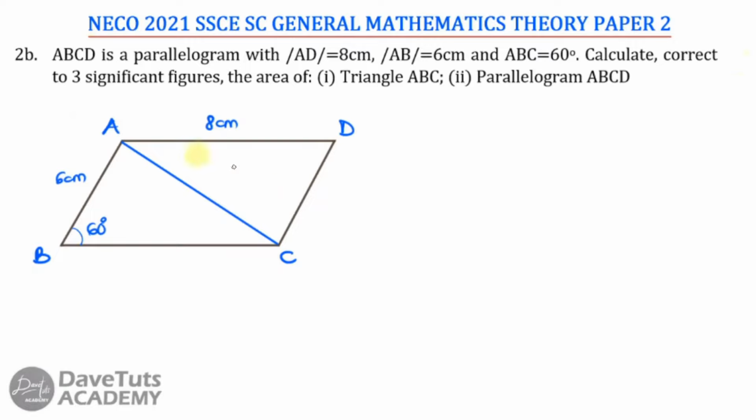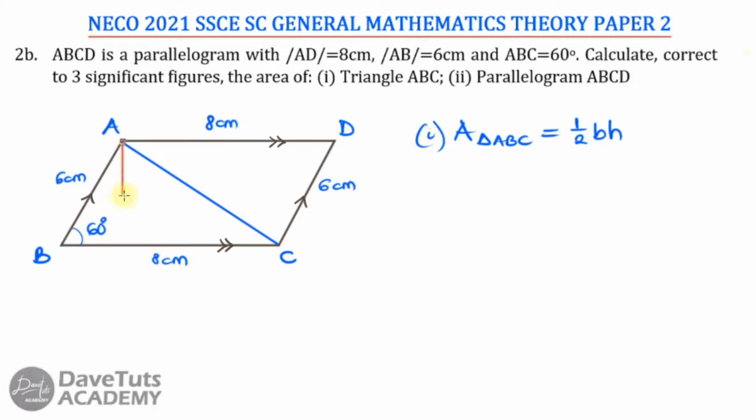Since it's a parallelogram, the two parallel sides facing each other will be equal. So this is also 8 centimeters. And this AB will also be equal to DC, so this is also 6 centimeters. So we have to find, in the first case, the area of the triangle ABC, and by understanding of area and what we have, I think we can use half base times height, in which 8 centimeters is the base, but we need to get the height of this particular triangle ABC.